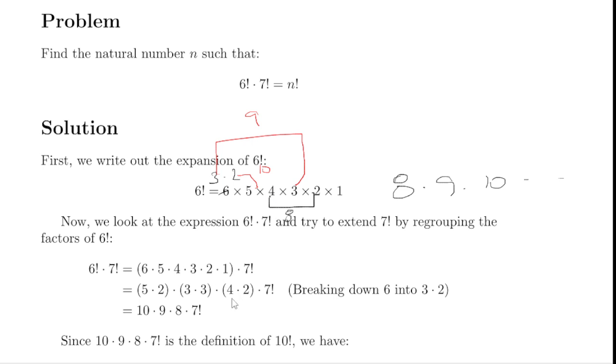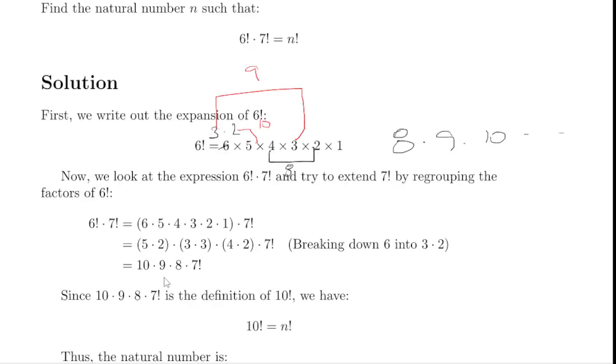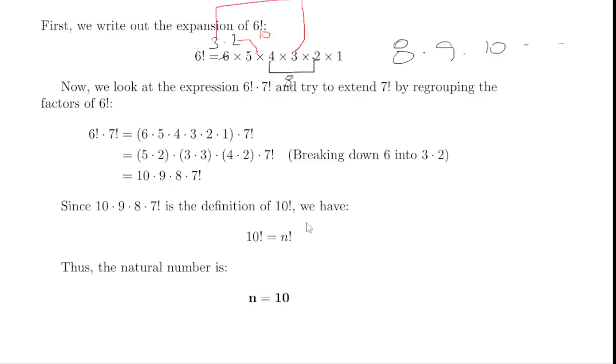So that's what happens down here. So we have 10 times 9 times 8 times 7 factorial, which is exactly saying 10 factorial. So therefore, n has to equal 10. And that's our final answer.